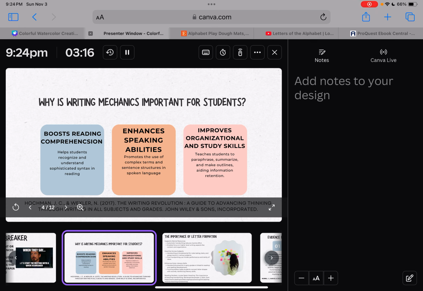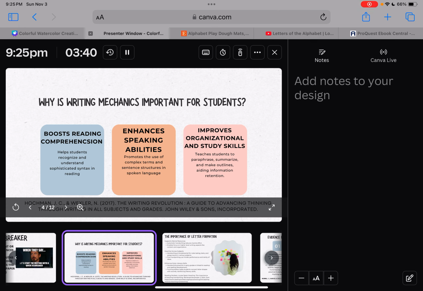So why is writing mechanics so important for our students? It does several things. It's going to boost their reading comprehension. It's going to help them recognize and understand sophisticated syntax within reading. It's going to enhance their speaking abilities actually as well. It's going to promote the use of complex terms in sentence structure and within their spoken language. It's going to improve organizational and study skills.